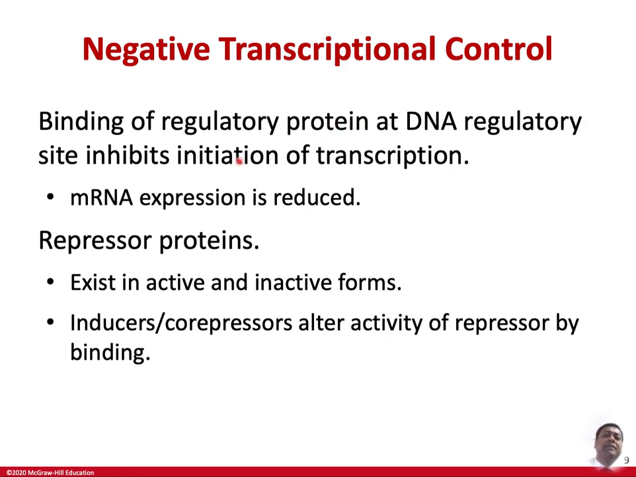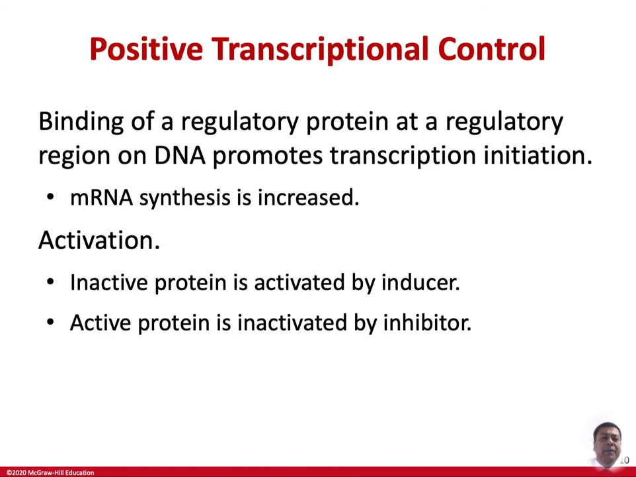If RNA polymerase is not allowed to move through the promoter and operator into the DNA sequence or the template sequence, then no mRNA will be made. And this is the control of the transcription. So the repressor proteins are specific proteins that are present in active and inactive forms. And these repressor proteins have inducers and co-repressors, which alter the activity by the repressor binding. And we are going to take a look at this whole process so that it makes it a little bit easier.